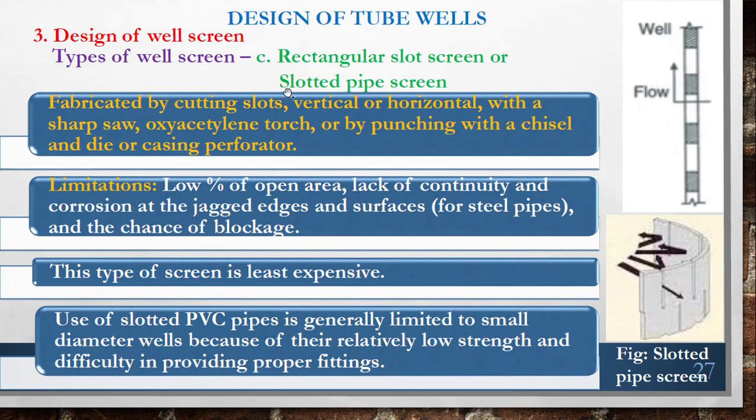Now the third one is the rectangular slot screen or slotted pipe screen. Here they are fabricated by cutting slots, vertical or horizontal, with a sharp saw, oxyacetylene torch, or by punching with a chisel and die or casing perforator. So we are making rectangular, vertical or horizontal slots on a screen by means of punching, oxyacetylene torch, or sharp saw, or whatever it is.